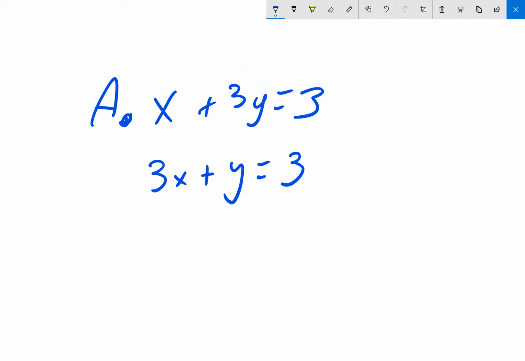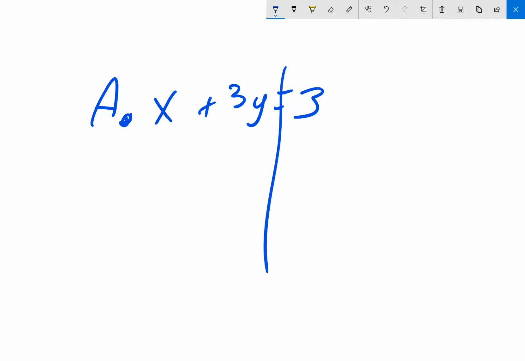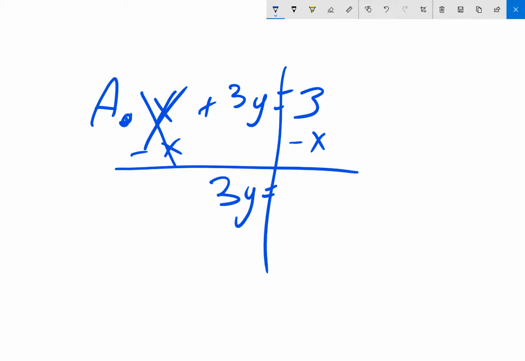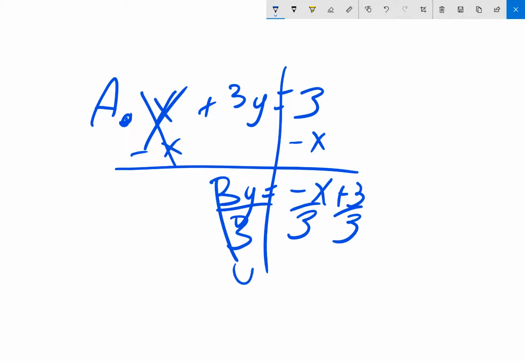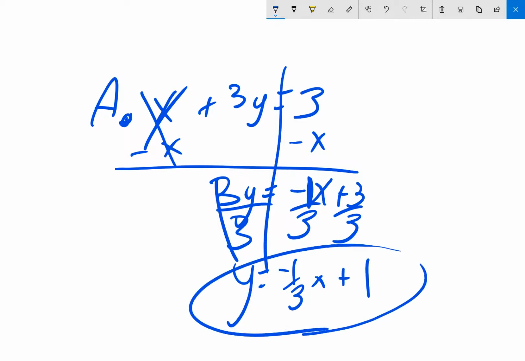Take, for example, this first one. You have to set it up in mx plus b form. That would mean subtracting the x on both sides, so you'd have 3y equal to negative x plus 3. Then divide by that 3 so you can get the y by itself. So y would equal negative 1/3 x, because that's negative 1x divided by 3, which is negative 1/3, and then plus 3 over 3. 3 over 3 is 1. So that would be the slope-intercept version of that.